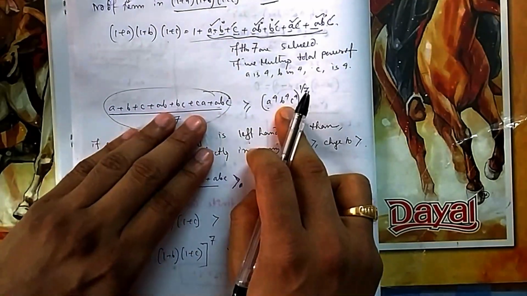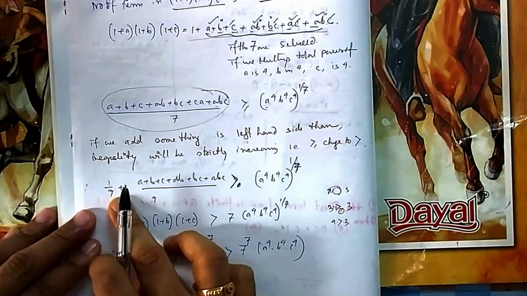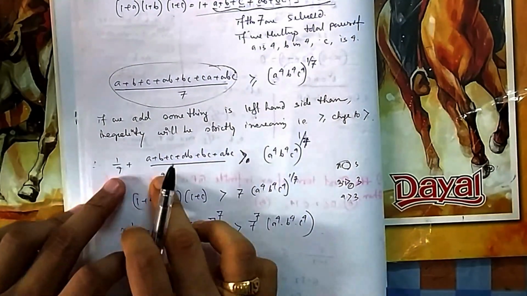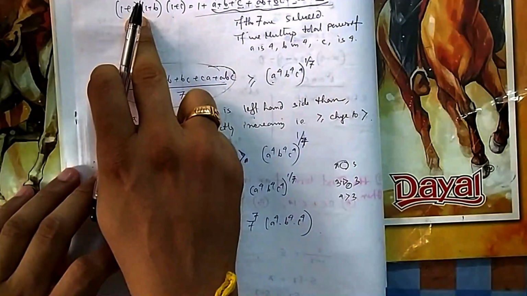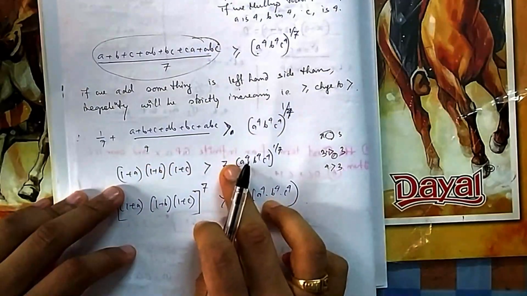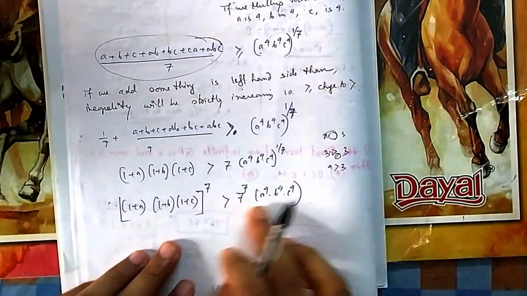The lowest value was this one, but if you increase it by 1 by 7, then this equality will go. So I have given 1 by 7 so that I can take 7. If I take 7 LCM, then this one I know is A plus B, A plus C into A plus C. So this is this one, and 7 goes this side. Now you take 7 power both sides, you will get the answer.